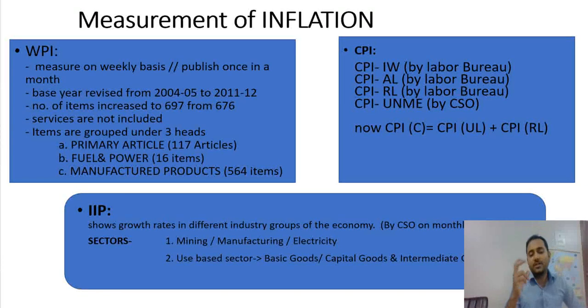What is WPI? Wholesale price index. That means we are taking the price of three categories of goods, three groups of goods, that is primary article, fuel and power article, and manufactured products. We have these three categories: primary article, fuel and power, and manufactured products. We'll look at the products' price in this WPI system. It is measured on a weekly basis and published once in a month.